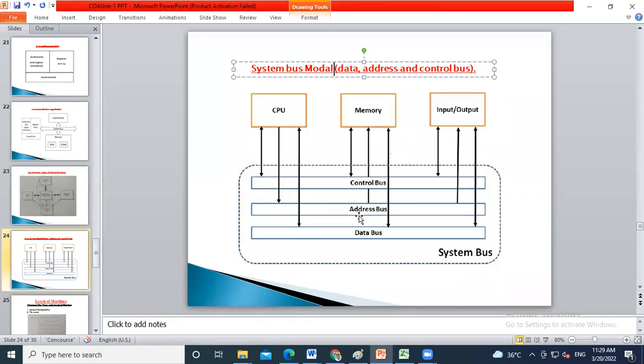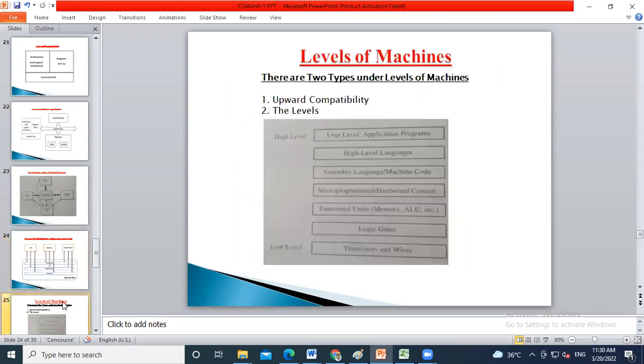The address bus contains 20 bits, and the control bus and data bus contain 16 bits. So this is the entire system bus. These three different buses, data bus, address bus, and control bus, are connected with the CPU, memory, and input and output. Whatever we use with the central processing unit is interconnected by the system bus, with the required amount of data bus, address bus, and control bus. Next, I will move to levels of machines. The system bus is only this much, not more than that.